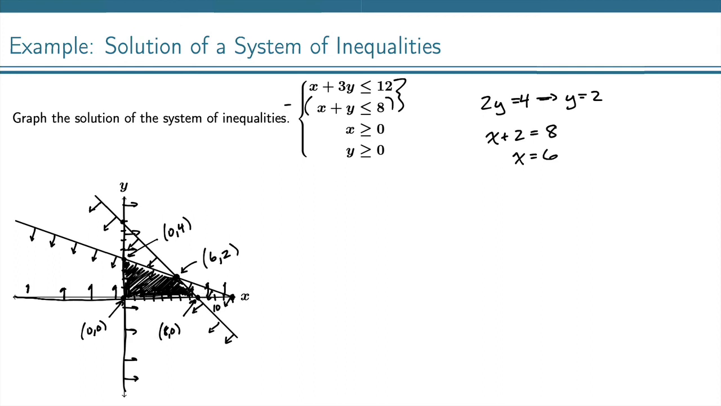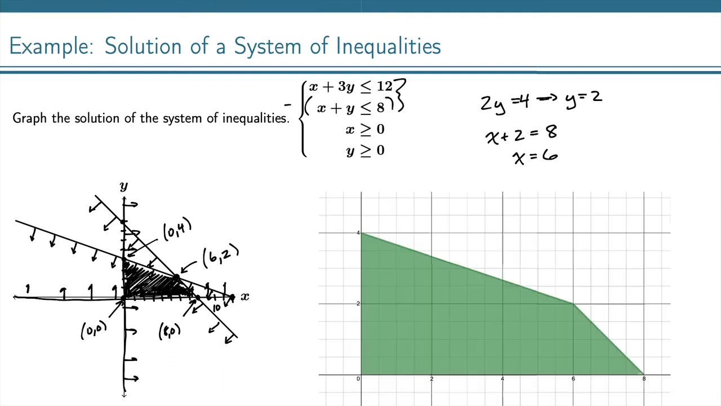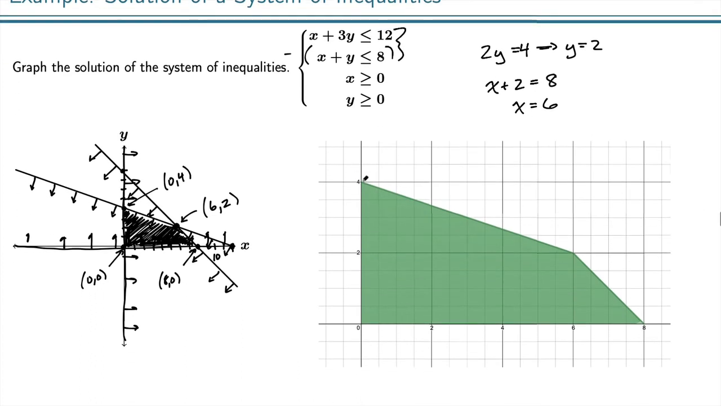And so this is the graph of the solution of the system of inequalities, or the feasible region. And here's a computer-generated image of that. So there's your point (0, 4), and that's (6, 2), (8, 0), and (0, 0).